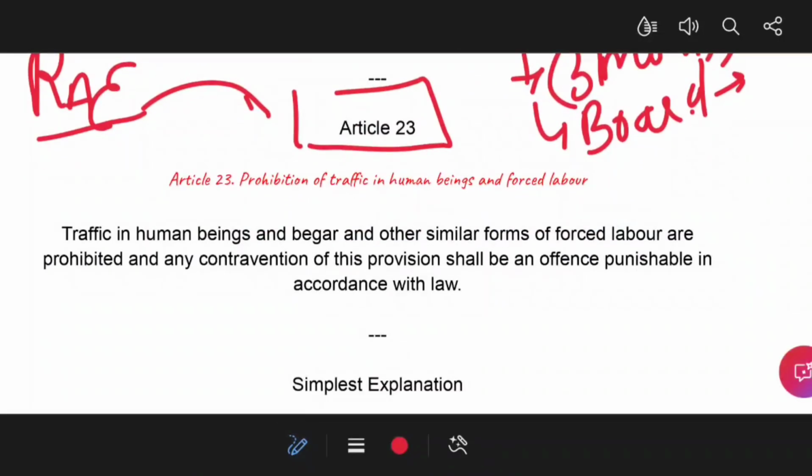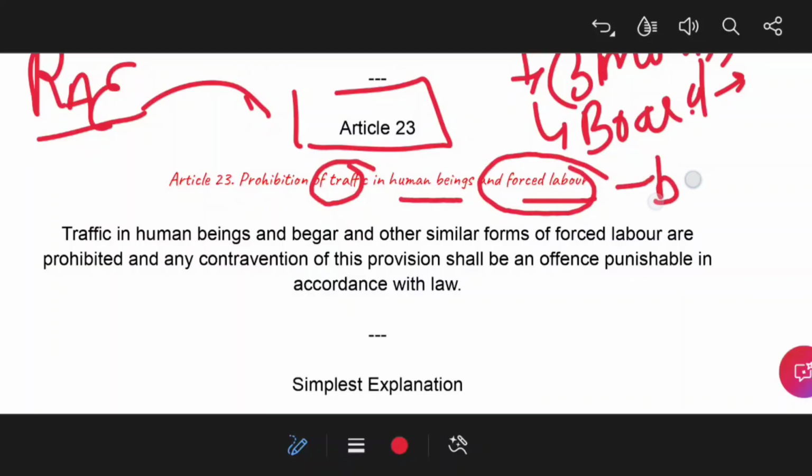Okay. Article 23 is basically talking about prohibition of traffic. Traffic means sale of girls or children or boys, human beings, and forced labor. That means you are not going to pay anything for the work that someone has done for you. That is mainly what you can call forced labor. That means begar. So these are the practices that are prohibited under Article 23. So prohibition of traffic in human beings and forced labor.